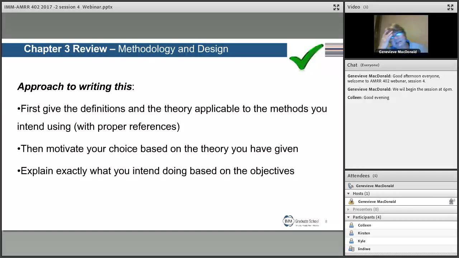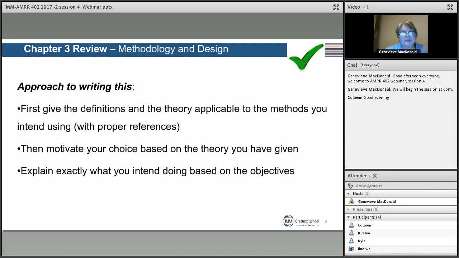Okay. Chapter 3, the methodology. How do you write that particular chapter? First, give the definitions and the theory applicable to the methods you intend using. Motivate your choice of method, of tools, of sampling approaches, etc., based on the theory that you have given. Explain exactly what you intend doing based on the objectives.